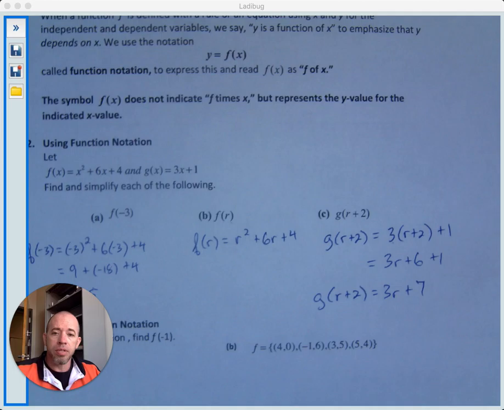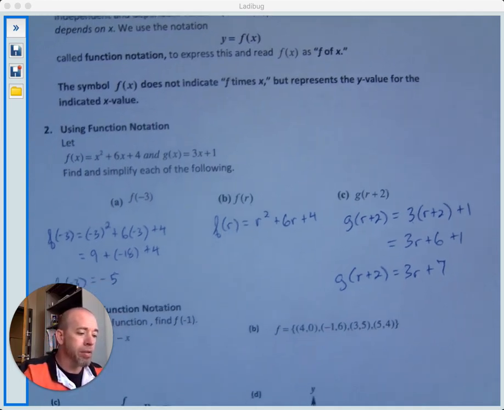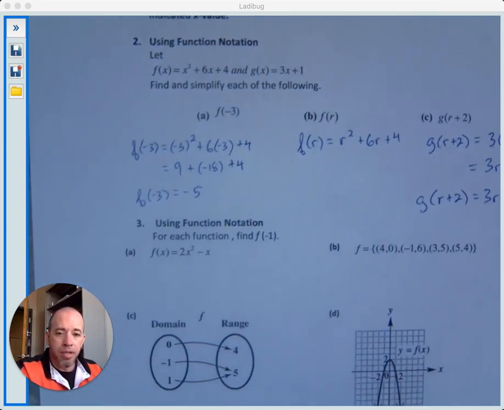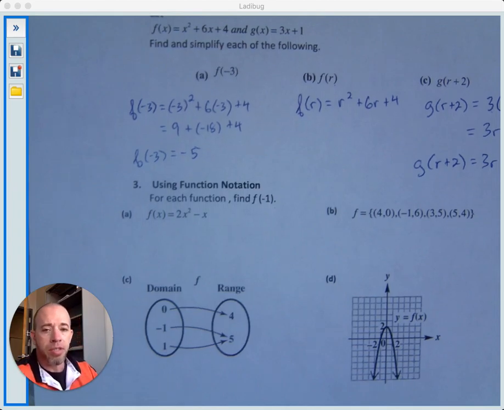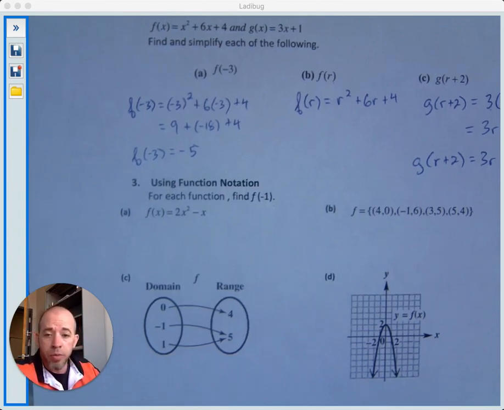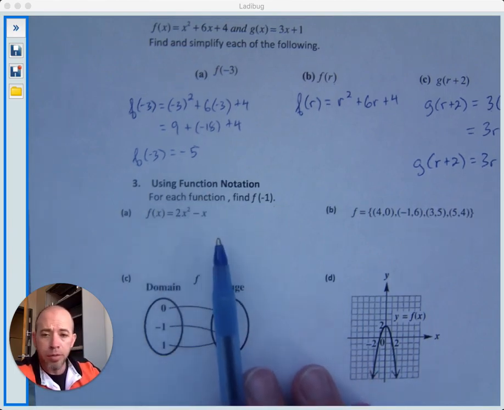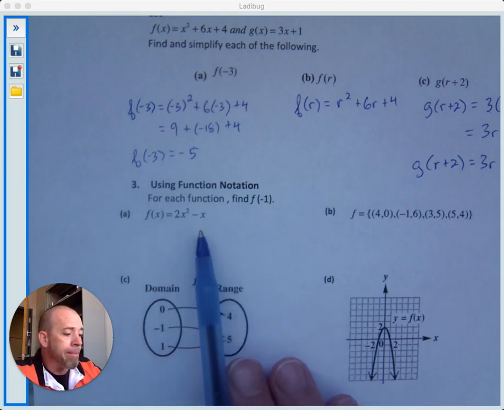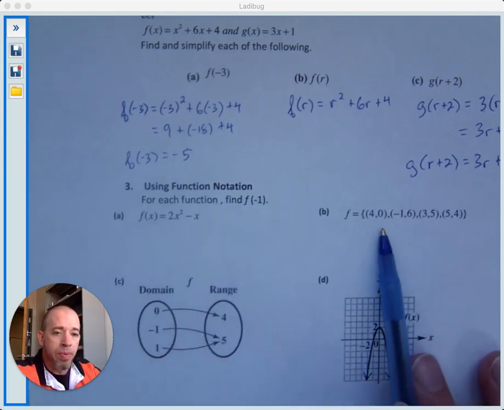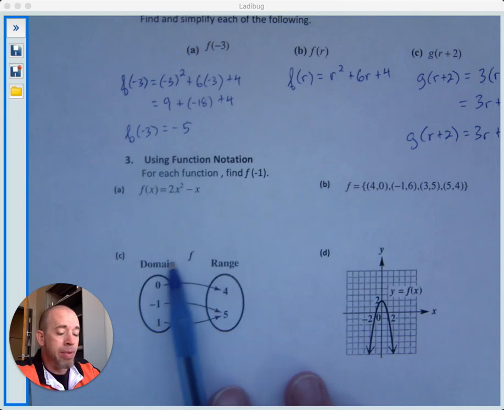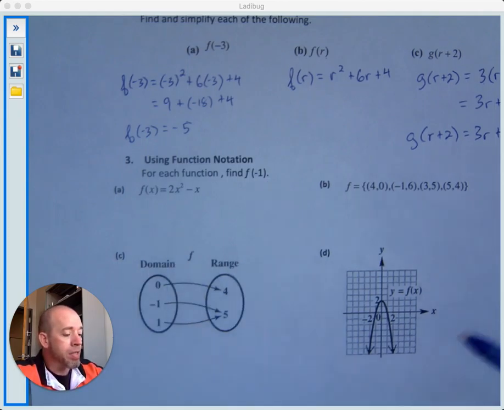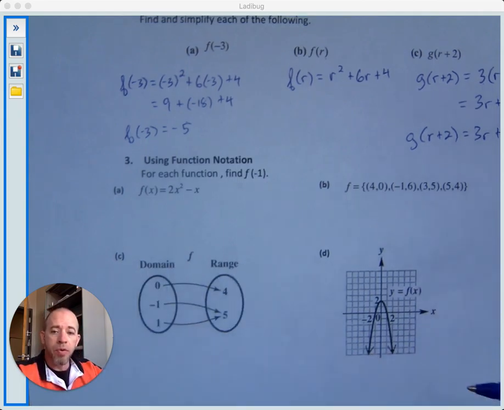Now the next thing we're going to do is extend this a little bit. We're given different functions in different forms. As we talked about in 9.1, a function could be represented by an equation, which we're looking at in this section, and we did a little bit in the last section. It could be represented by a set of ordered pairs, by a mapping diagram, or by a graph. Okay, so those are four basic ways we can represent functions.